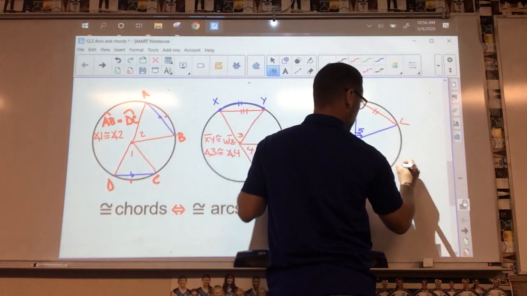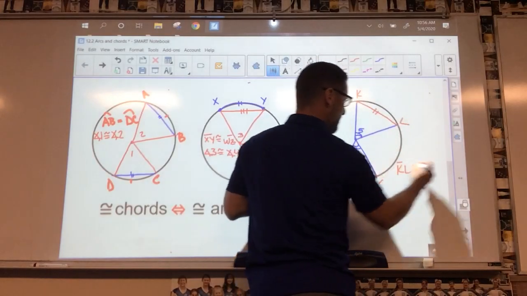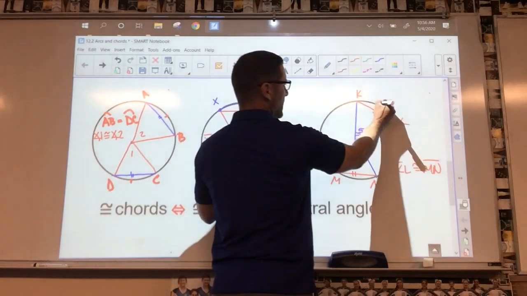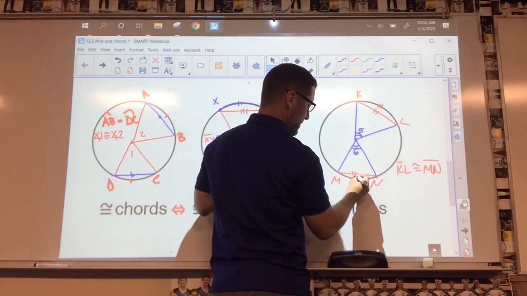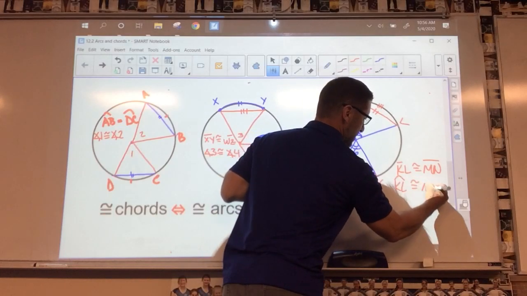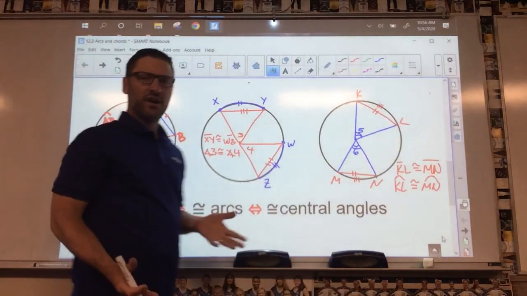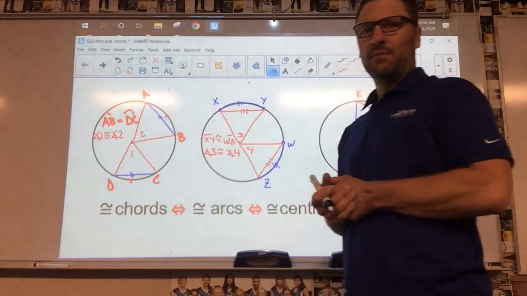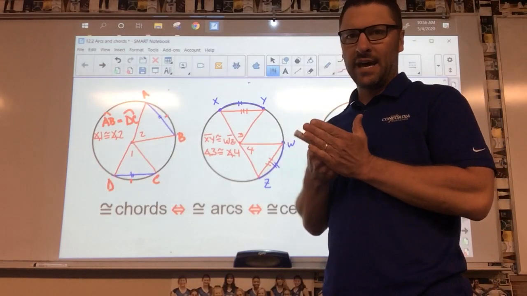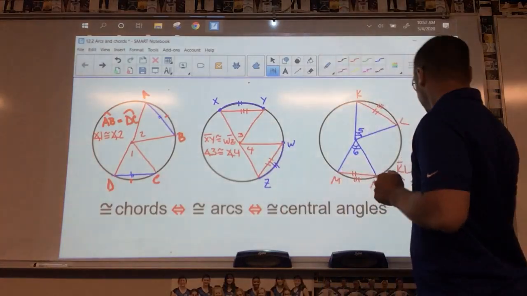Then segment KL is congruent to segment MN. And the other one would be arc KL would be the same as arc MN. So those would be the same. Basically, all three of these little pictures are saying the same thing. If you have congruent chords, you're going to have congruent central angles, and you're going to have congruent arcs. They all go together. They're intertwined. Okay?